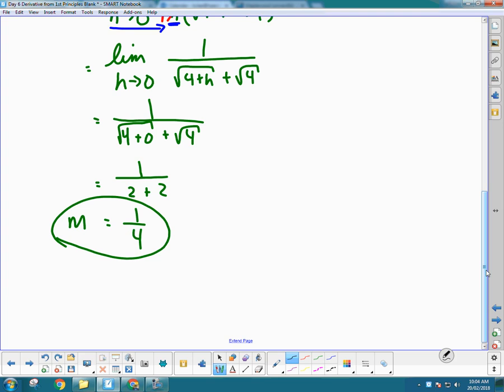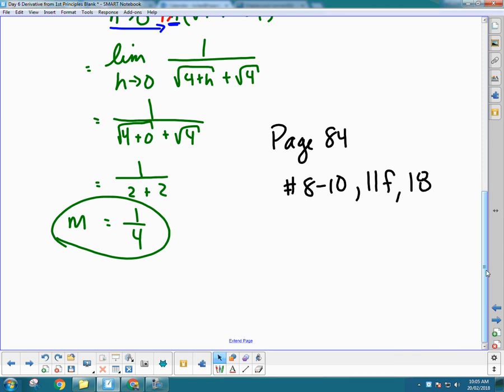What I'd like you to do now is practice in your textbook. Page 84, numbers 8 to 10, 11F, and 18. If you look on Moodle, you'll see a couple of solutions to those homework questions, but there are lots for you to practice. And it's more practice using the formula and being able to write the limits.